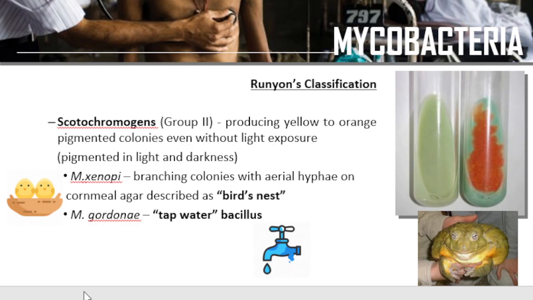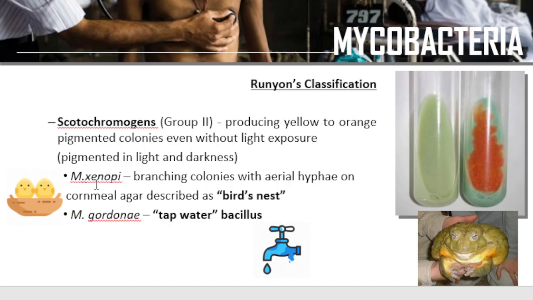Now, another classification according to Runyon, the scotochromogens, which are group 2. So these organisms produce the color yellow to orange even without light. Scotochromogens produce colors without the presence or exposure of light. So they produce pigment in light and darkness.